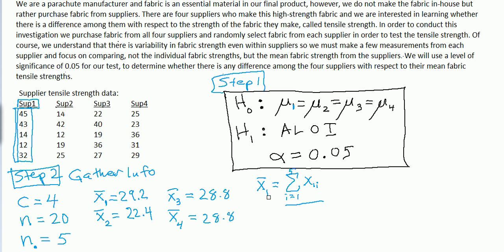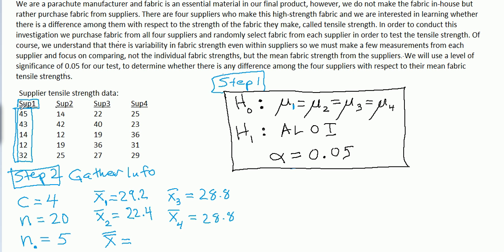Okay, let me erase this. What else should we do in step 2? Well, there's still some other information that would be nice to gather, which will make our life a lot easier after this step. So let's get what's called the grand mean. Let me put this here, x with 2 bars on top of it. We say x bar bar, and we call that the grand mean. And what this is, it's the mean of the means.